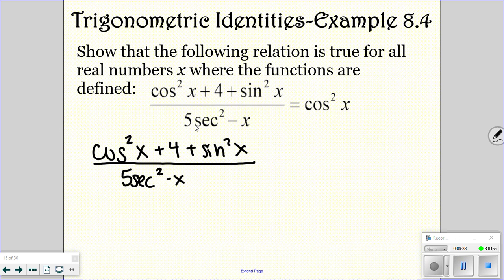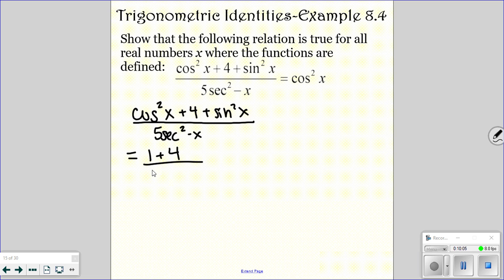This is secant of negative x, not secant minus x. That's all one thing. So that's the first step: write it down. Now we're going to try and simplify it as best we can. If you look in the numerator, what do we notice about cosine squared plus sine squared? Cosine squared plus sine squared equals 1. So I have 1 plus 4 in the numerator.